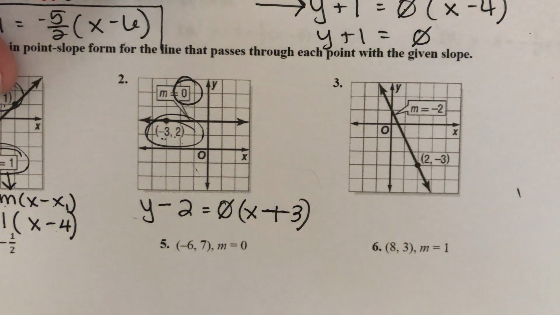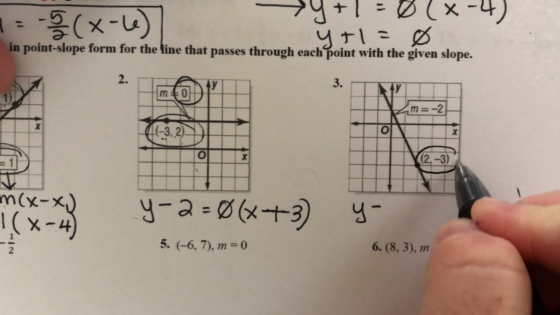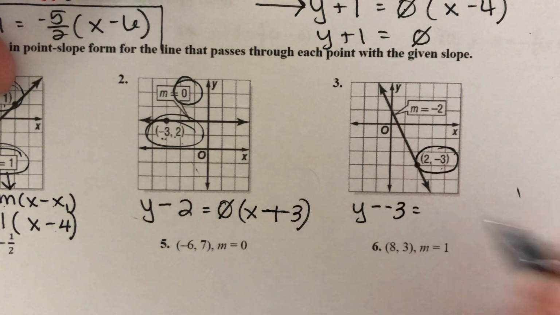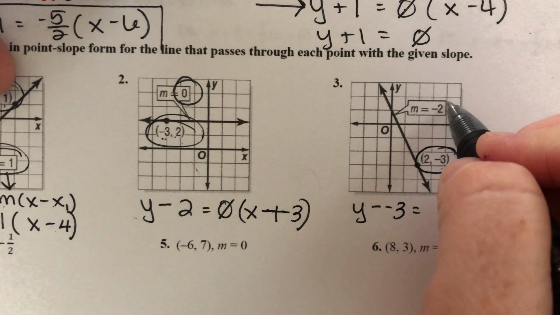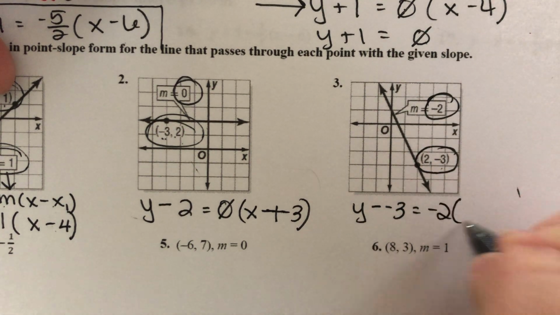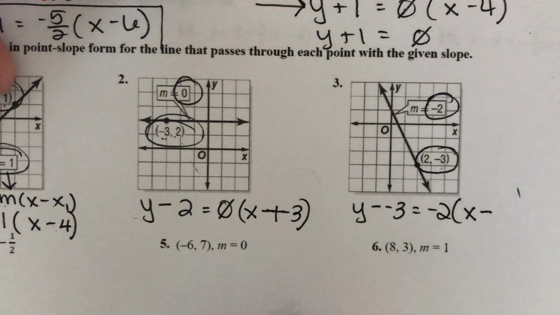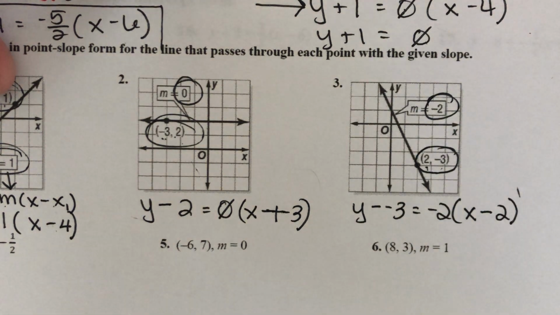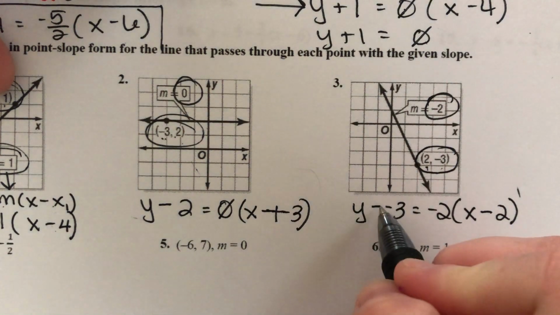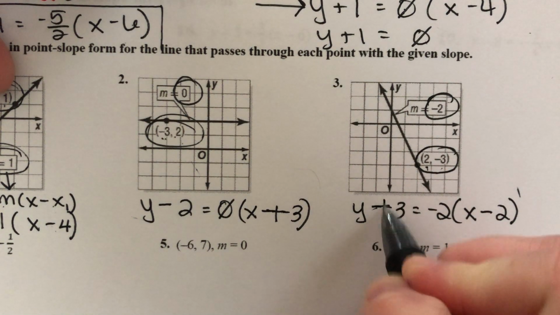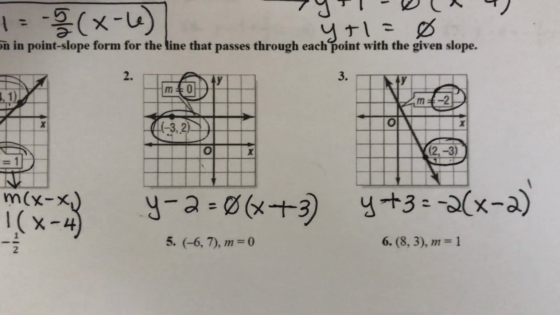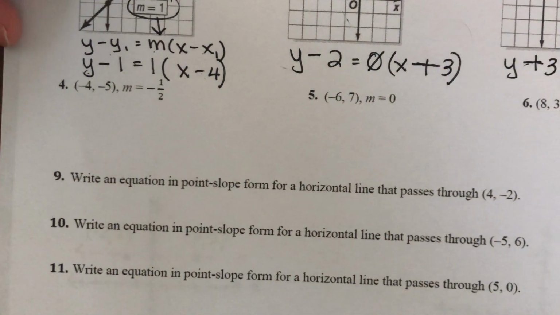All right, and then number 3, y minus y1, here's our point on our line. The y value of that point is negative 3, equals m, the slope, our slope is negative 2, times x minus the x value of the point on my line, which is 2. And the only thing I need to simplify here is this minus negative 3 becomes plus 3, and I'm done. So those are point slope equations representing those lines.